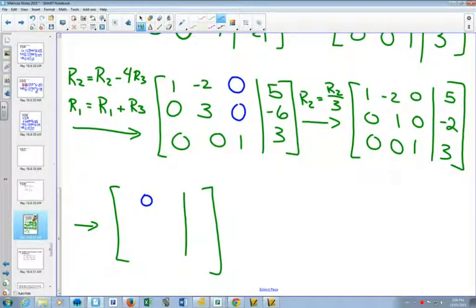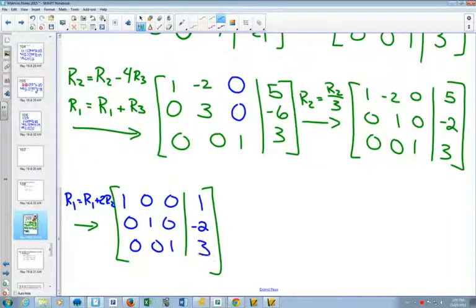We're going to take row 1 and add 2 row 2s to it. This will still be 1. This will still be 0. This will be 1, 0, 0, 1. And so x is equal to 1, y is equal to negative 2, and z is equal to 3.